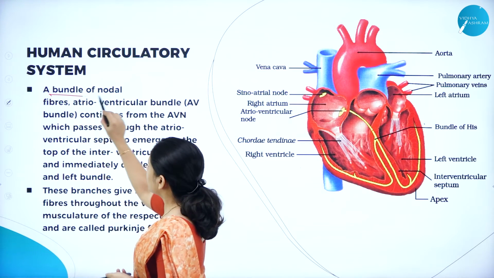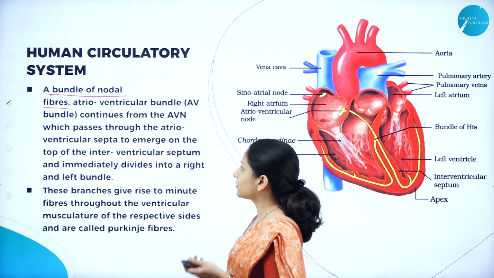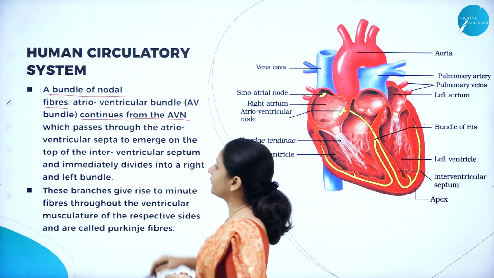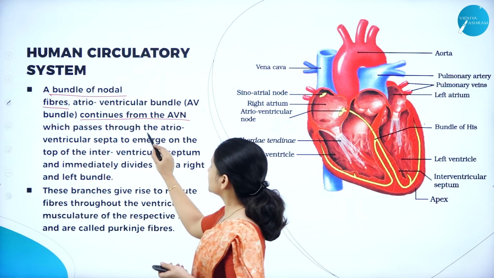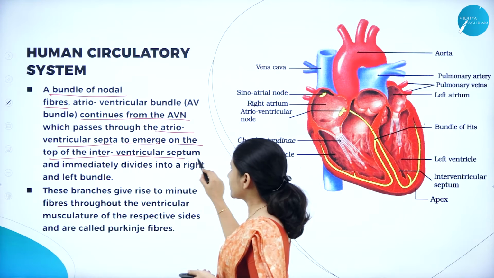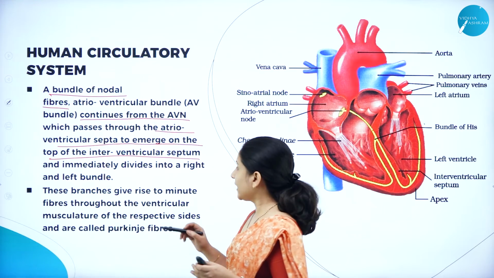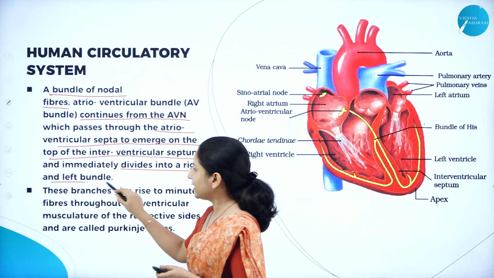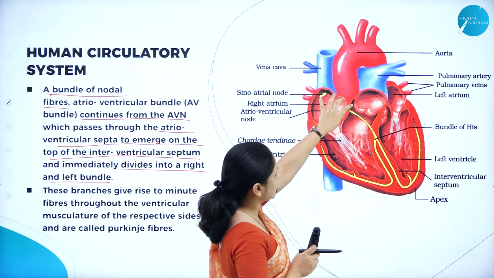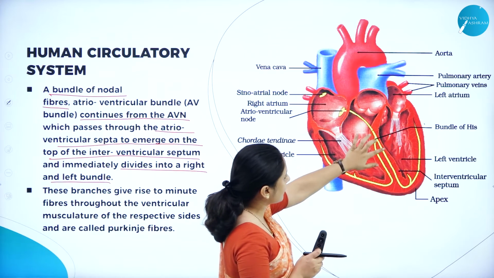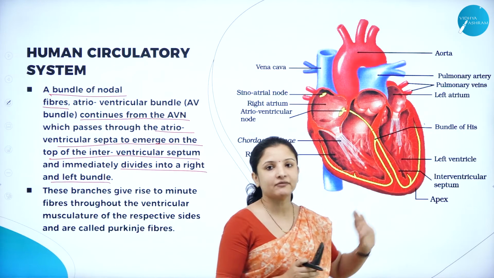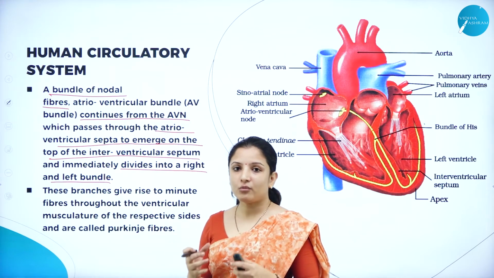Apart from that, a bundle of nodal fibers called the atrioventricular bundle continues from the atrioventricular node, which passes through the atrioventricular septa to emerge on the top of the interventricular septum, and then it immediately divides into a right and left bundle. If you can see here, the atrioventricular node continues and divides into two, towards the right ventricle and towards the left ventricle. They divide in the form of fibers.